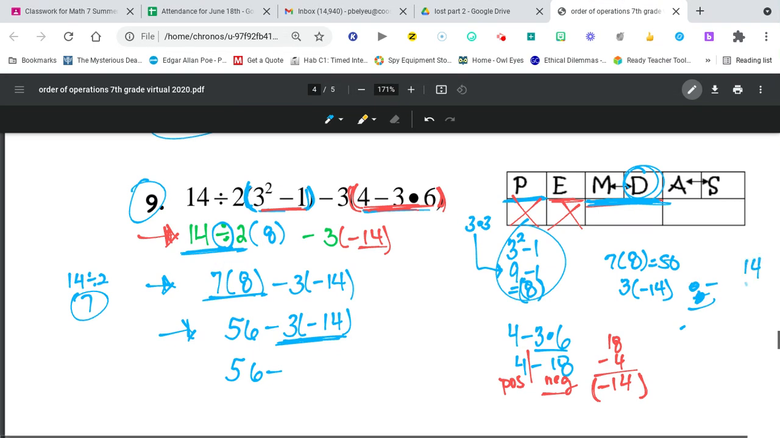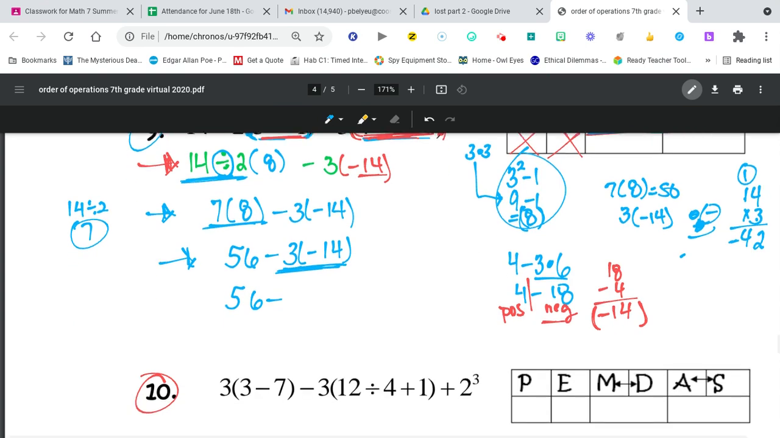Positive 3 times negative 14. Well, let's see what that equals. I know it's negative something. 4 times 3 is 12. Carry the 1. 3 times 1 is 3, plus the 1 is 4. So it's going to be negative 42. So now I'm going to have 56 minus negative 42. Anytime you subtract a negative, put it in parentheses, guys. So here I will be subtracting a negative 42. Now, had that been positive 42, I just could have written 56 minus 42. But since 42 was negative, I had to write 56 minus negative 42. And when you subtract a negative number, make sure to use parentheses, okay?